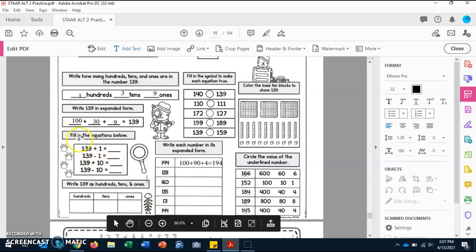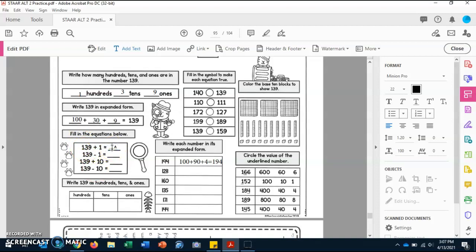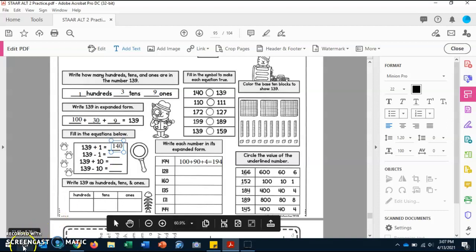Now in this one, it just says fill in the equations below. So all you're going to do is either add or subtract. So here they're saying 139 plus 1. So what is 139 plus 1? Can anybody tell me? Yes, good job. It is 140.